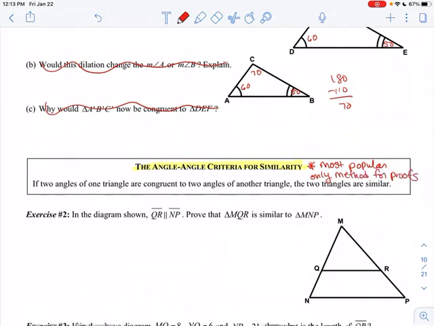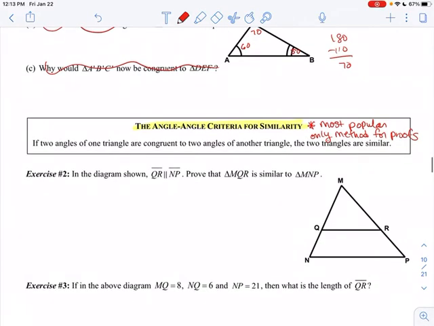All right, so speaking of proofs, let's do a proof. So in this diagram in exercise 2, QR is parallel to NP. So I'm going to put that on my picture. All right, and I want to prove that my triangles are similar to each other. So remember, proof, I got statements on the left, I got reasons on the right. I know a lot of you did not like doing proofs for congruent triangles. These are much, much easier, but they're very similar.